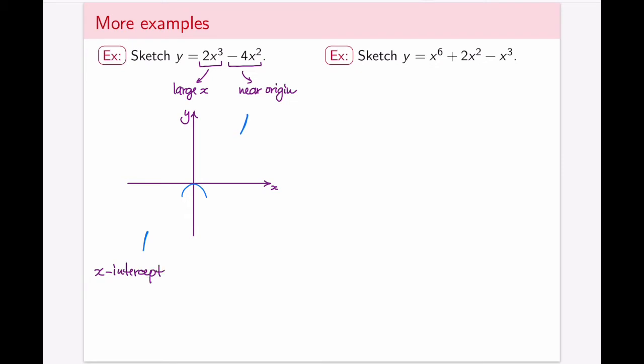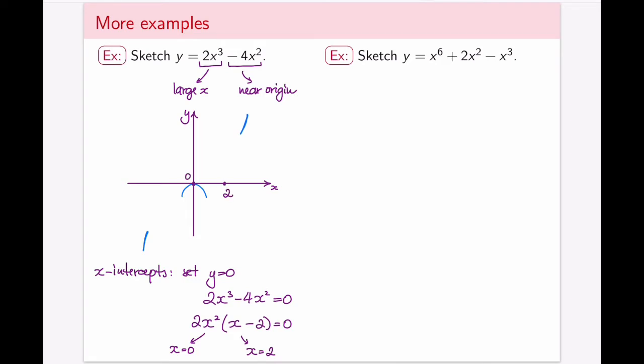So for x-intercepts, once again, we set y to be 0. So I'm looking at 2x cubed minus 4x squared to be 0. I can factor out 2x squared here. So what am I going to have left? x minus 2 is equal to 0. And as before, either the first part is 0, which gives me the origin, or the second part is 0, which gives me x equals 2. So I know that this function will cross at 0, and this function will cross at 2.